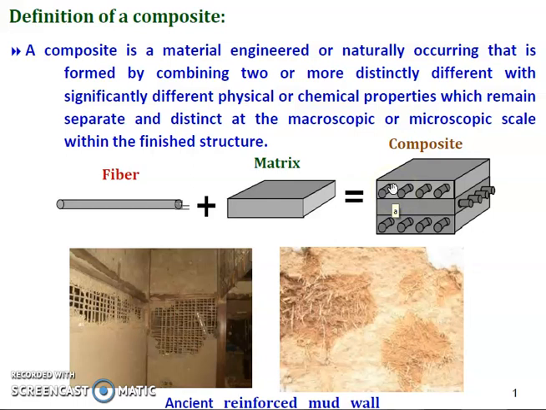For example, we can take building concrete as a composite material. Building concrete consists of fiber, which we call steel, and matrix, which we call cement together with the sand. Together we get a composite. A composite is a material we call a heterogeneous mixture.